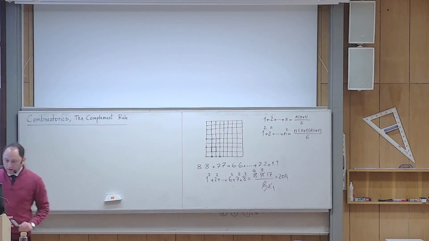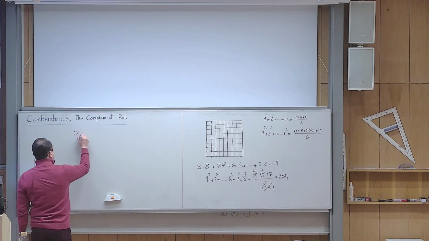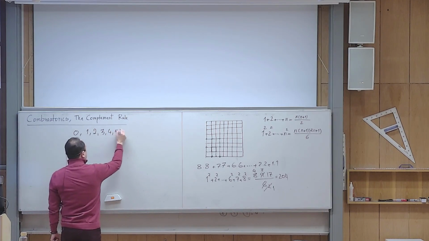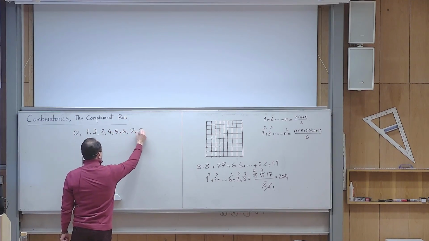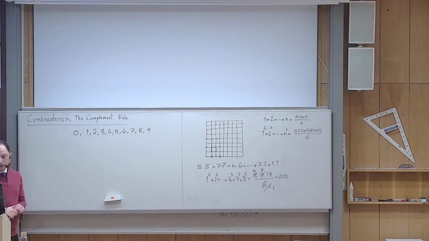So, how many three-digit numbers are there so that each contains a digit less than 6? So, if you don't mind, let me write all the digits here. 0, 1, 2, 3, 4, 5, 6, 7, 8, and 9. These are the digits that I can use. How many three-digit numbers are there that contain a digit less than 6?